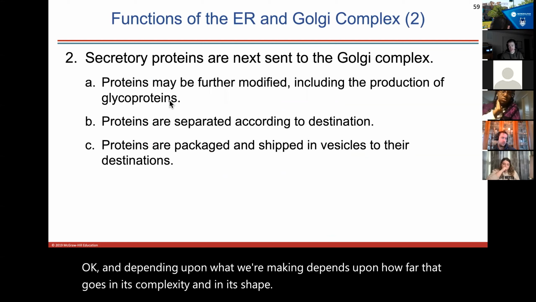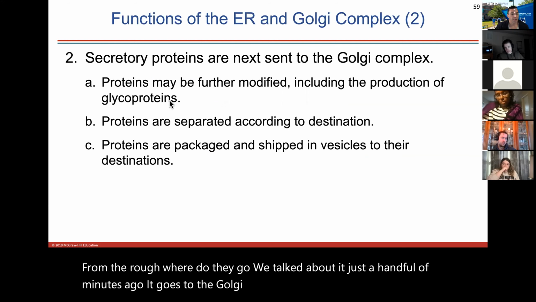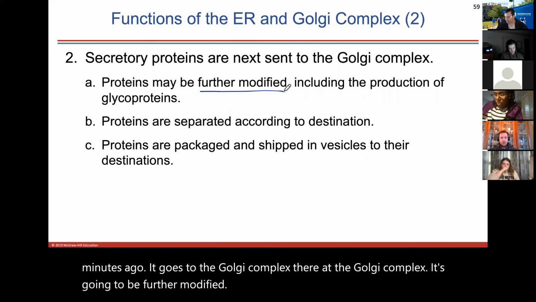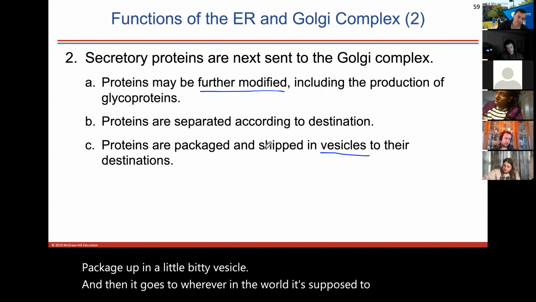From the rough ER, where do they go? We talked about it just a handful of minutes ago. It goes to the Golgi complex. There at the Golgi complex, it's going to be further modified. Packaged up in a little bitty vesicle. And then it goes to wherever in the world it's supposed to go.